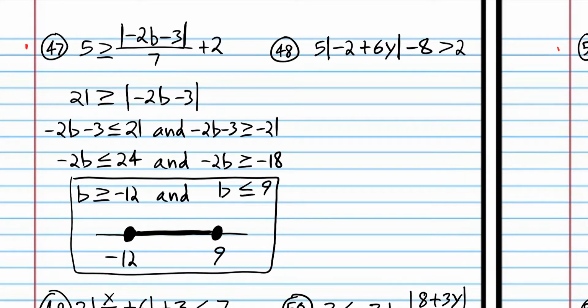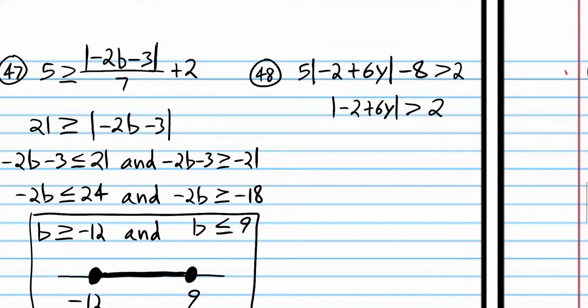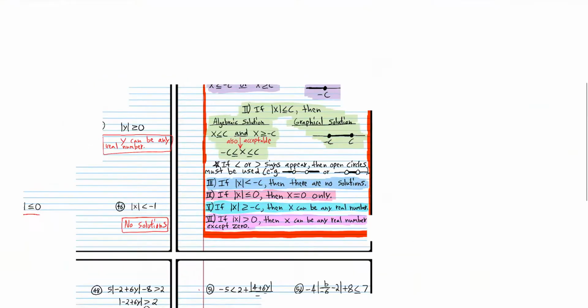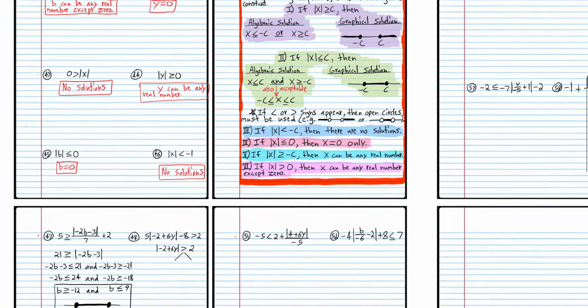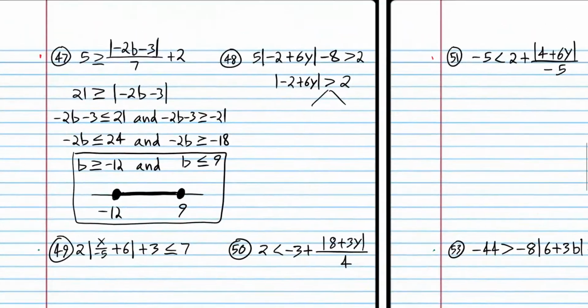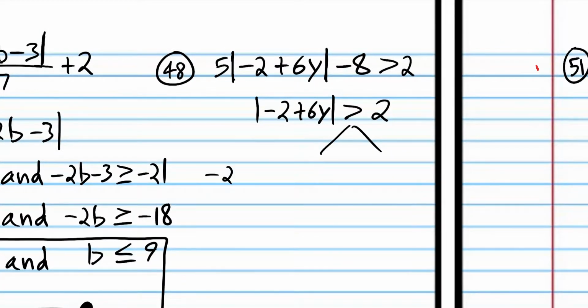All right, so now we're going to isolate the absolute value again. And now the absolute value is greater than. So what that means is it's theorem number 1. It's the purple situation. So that means that negative 2 plus 6y is greater than 2, or we have to use the word or. Negative 2 plus 6y is less than negative 2.